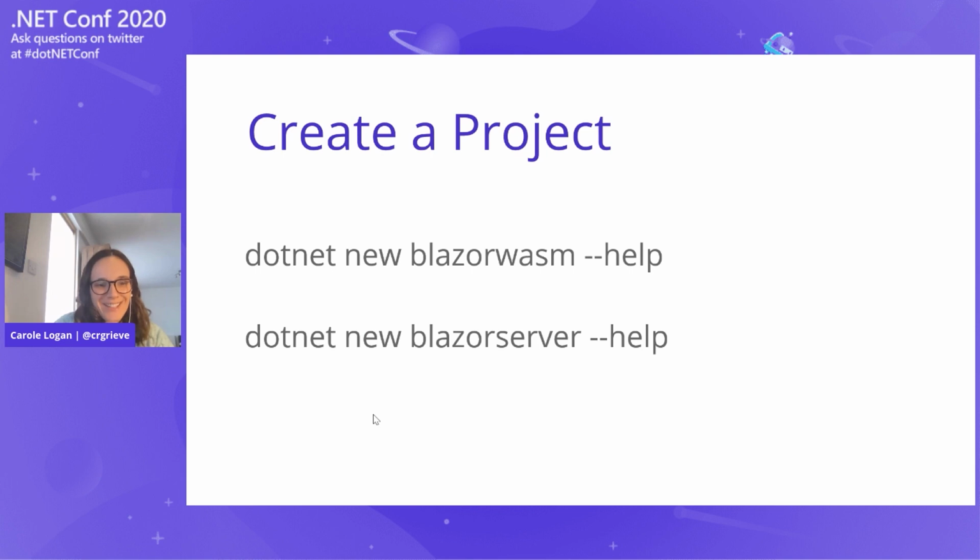So if you want to do it in the command line, there's two options here. You can do dotnet new blazorwasm, which is an abbreviation that you'll see used for WebAssembly, or you can do dotnet new blazorserver. And with either of those, you can, of course, do --help, and you can get some help and information there.